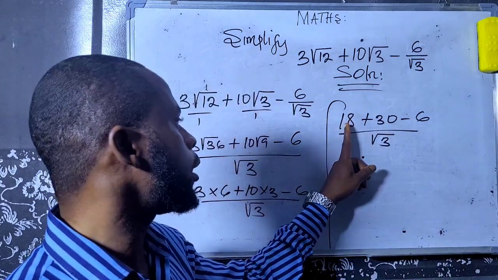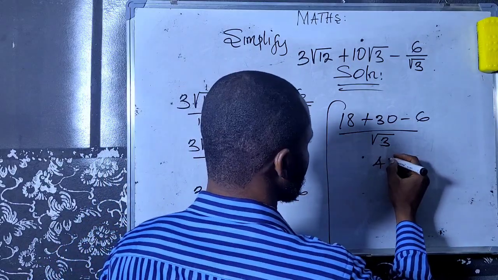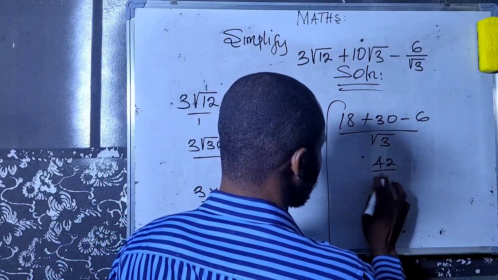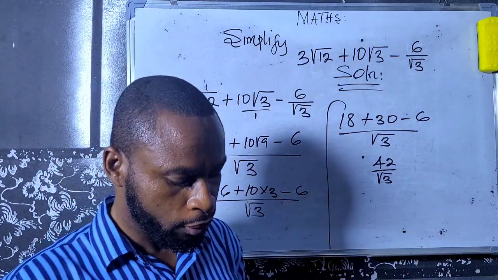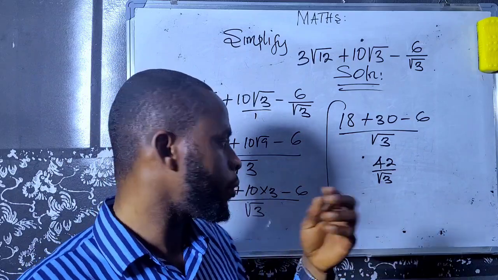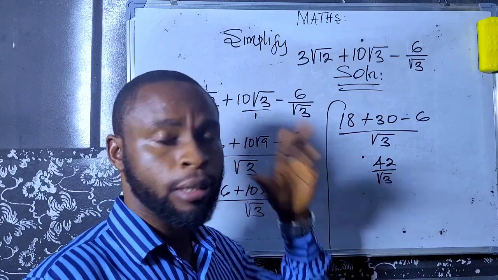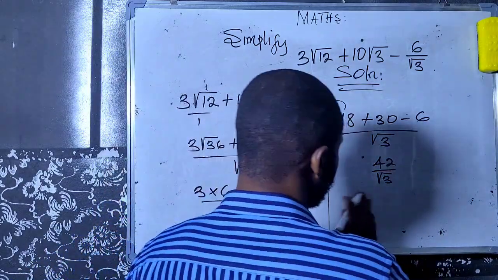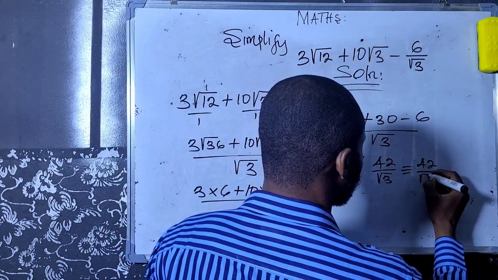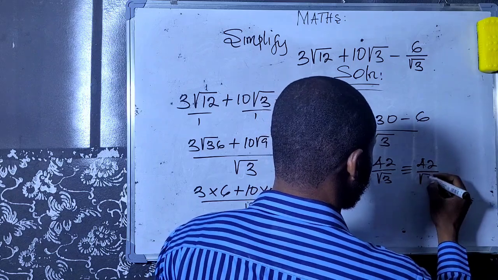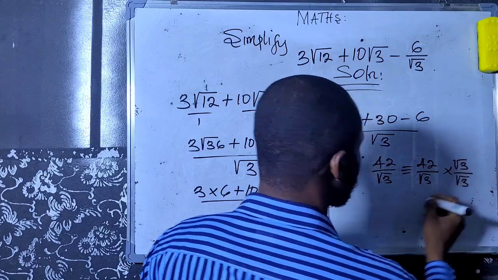Now if you have here 18 plus 30, that will give us 48 minus 6. This will give us 42 divided by root 3. We're now going to stop here. You need to simplify it to its lowest term. Then now you are going to take the conjugate, you are going to rationalize the expression again, and this is equivalent to 42 divided by root 3 multiplied by root 3 divided by root 3.